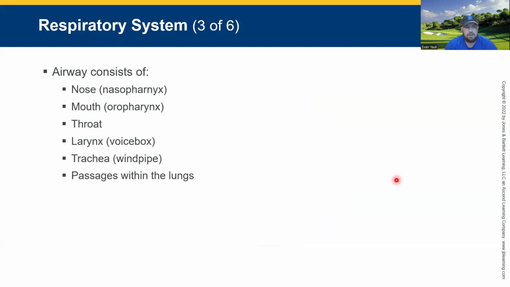So your airway consists of your nose, or your nasopharynx. Remember medical terminology from a chapter or two ago, we talked about naso and oro. Naso is your nose; oro is your mouth, or your oropharynx. Then you've got your throat, and your larynx, which is your voice box. Your trachea is your windpipe, and then passages within the lungs.